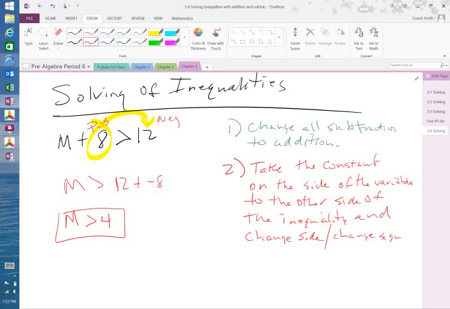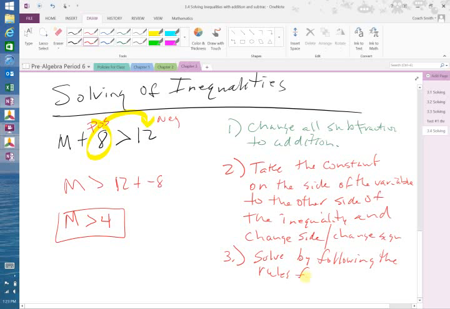The directions will tell you to plot or graph the solution. I'm not going to ask you to do that. Now, you will have to do it on a test, so you need to understand it, but I'm not going to make you draw a number line and graph every one of the answers. So step 3 was solve by following the rules for adding positives and negatives.